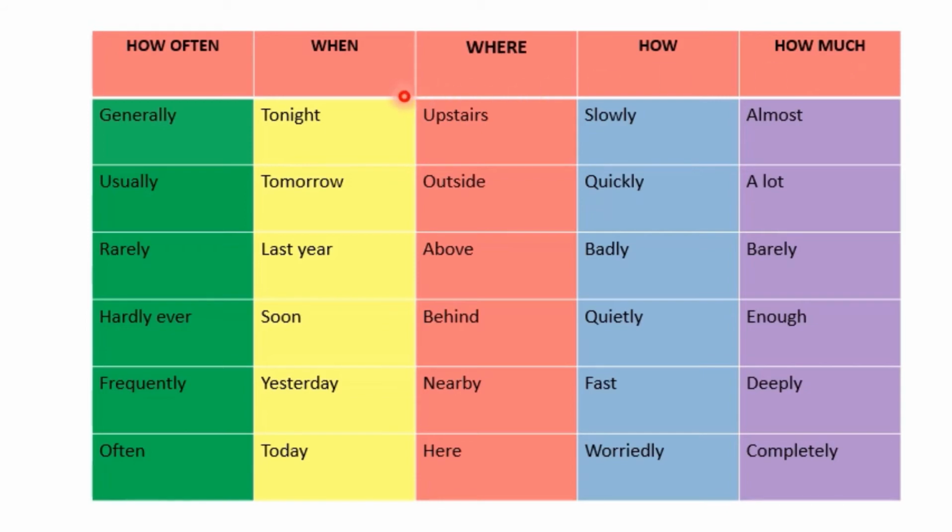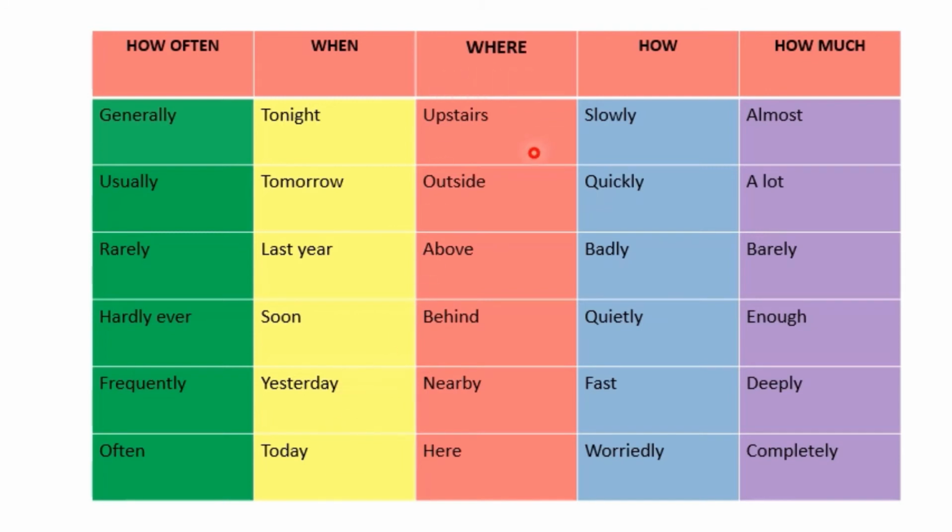Now, there's specific words we usually use when we're talking about how often something occurs. Generally, usually, rarely, hardly ever, frequently, often. And when we're talking about when an event takes place, we use words like tonight, tomorrow, last year, soon, yesterday, and today.